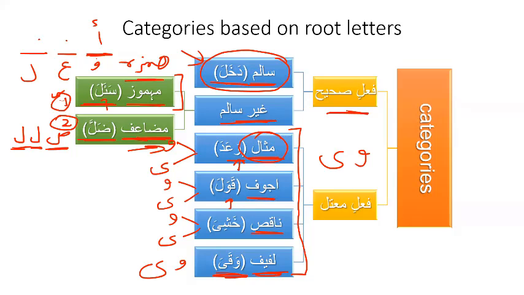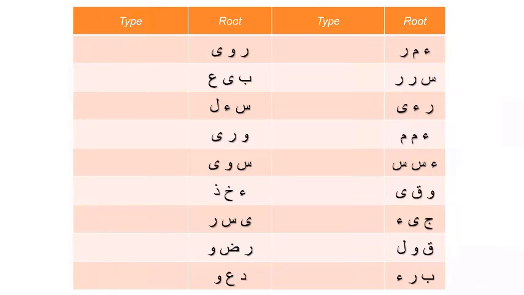I'd like you to learn these categories. I'm going to quickly test you over here because I just made you remember this. So let's see if you can tell me. So anybody, hamza, mim, ra. So what type would this be? The mahmuz. Mahmuz. Very good. Okay, now someone else, the sin, ra, ra. Double one. Yeah, the double one. The mudaf. Very good.